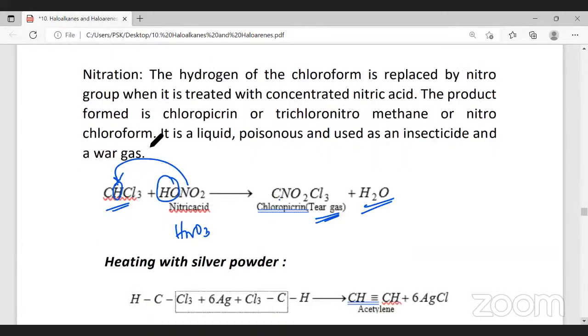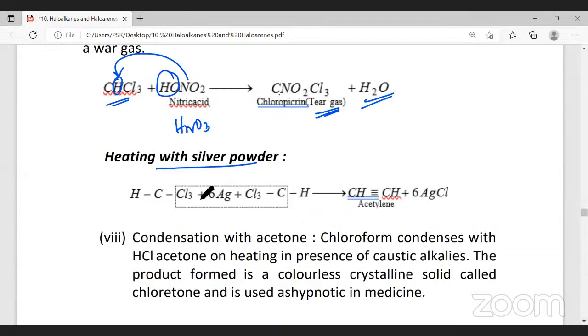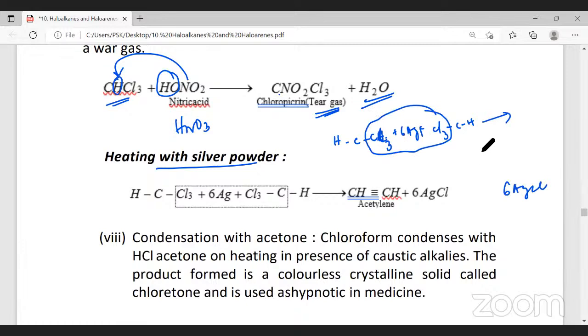Nitric acid. Next one, reaction with silver powder. Chloroform, we have written it like this, CHCl3. When this is heated with silver powder, you get AgCl as a byproduct. When you get AgCl as a byproduct, what do you have? You have CH and you also have CH, so there will be a triple bond. Atoms are eliminated, triple bond. This is nothing but ethyne. Ethyne is commonly called acetylene. It's called acetylene. Followed?